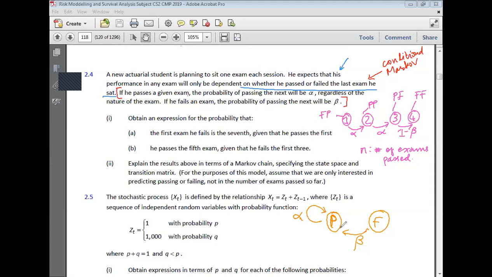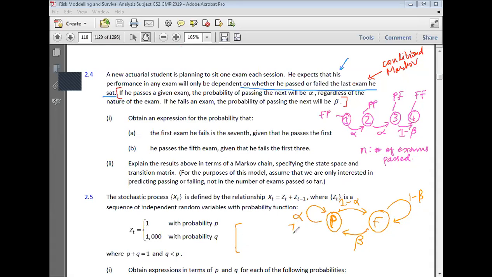So now if I give you guys this information, what should I write on these two different arrows? What will be F to F? What is the probability that if I have failed my last exam, I will fail the next exam? 1 minus beta. Precisely, yes. And this will just be 1 minus alpha, right? So this will be your transition matrix now.